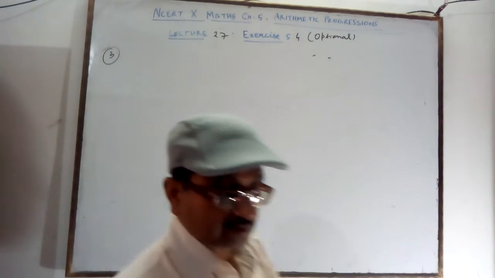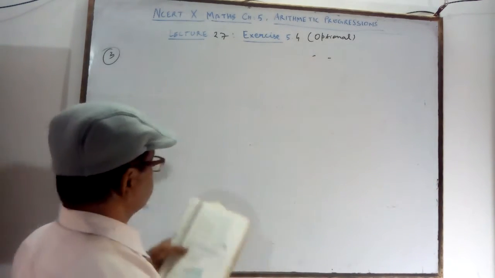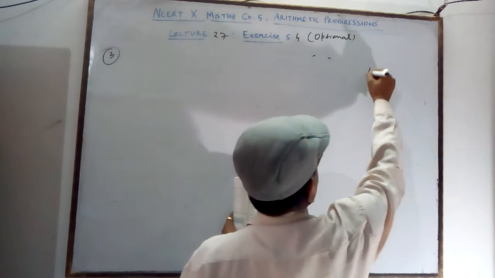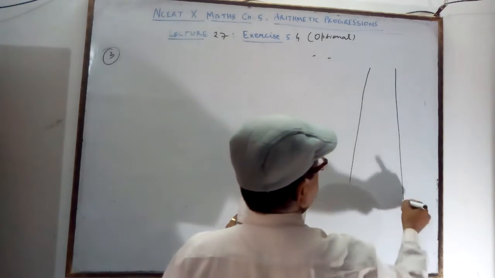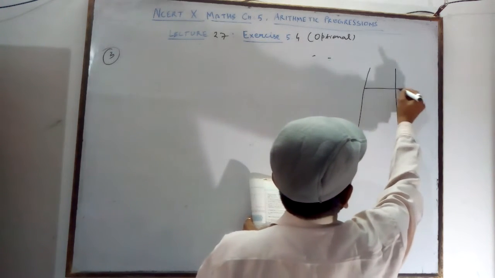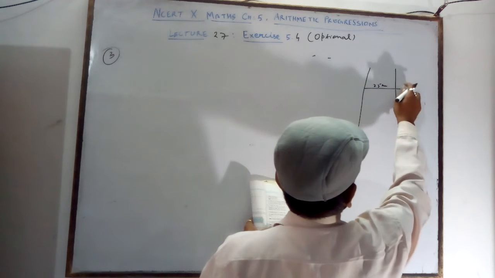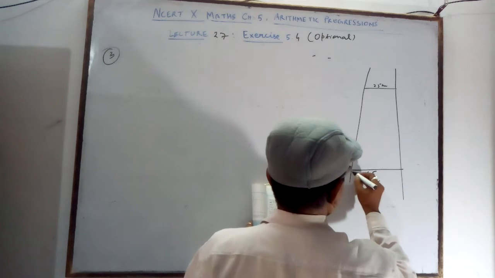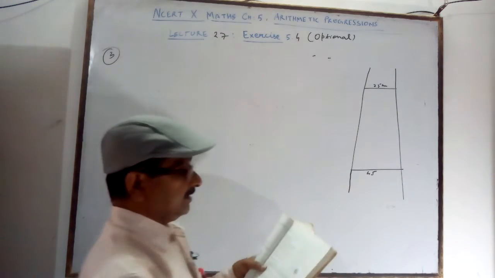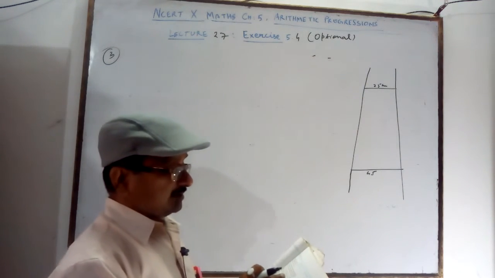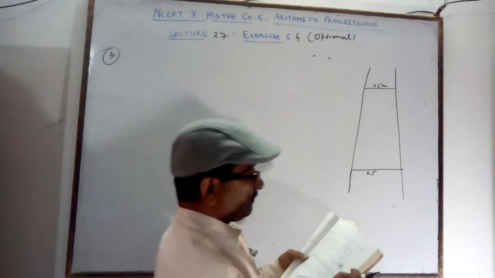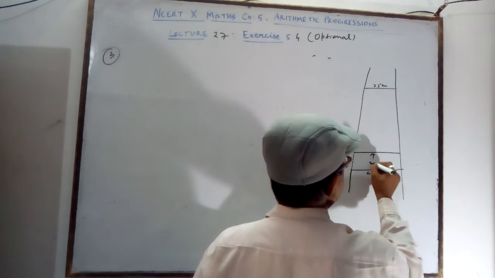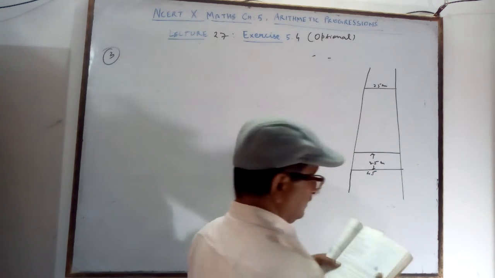Question number 3 of the optional exercise. There is a ladder given. In this ladder, the top is 25 centimeters and the bottom is 45 centimeters. Rungs are given, and the steps are 25 centimeters apart. Between two rungs there is a 25 centimeter distance given.